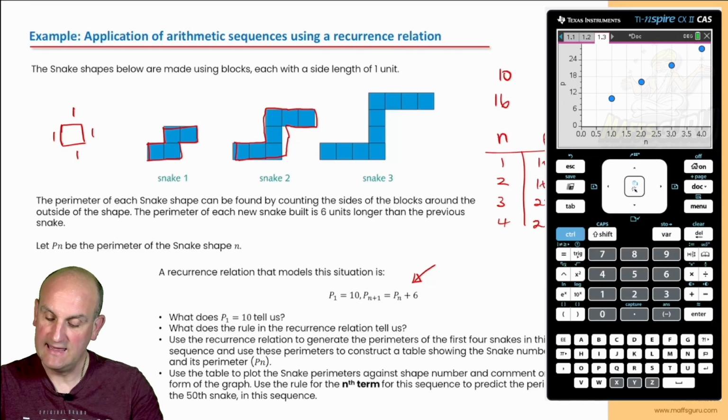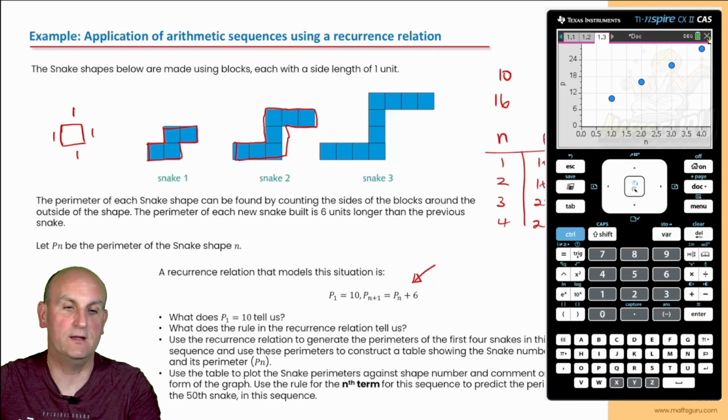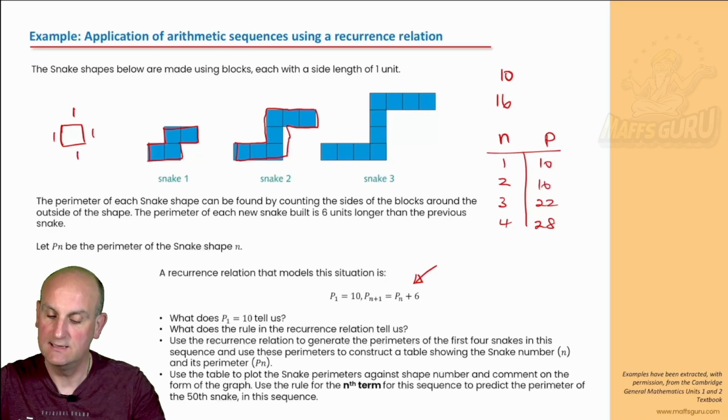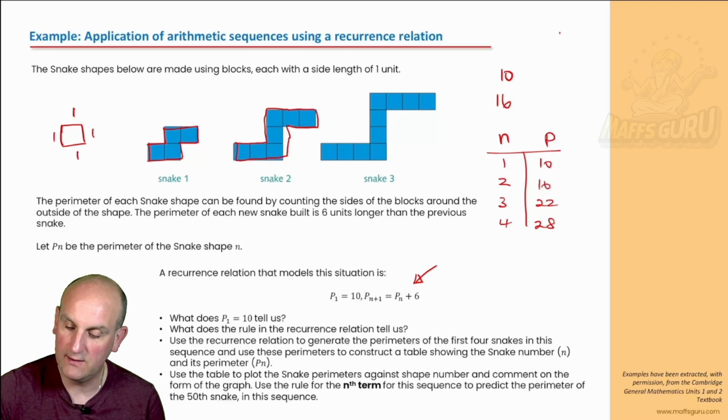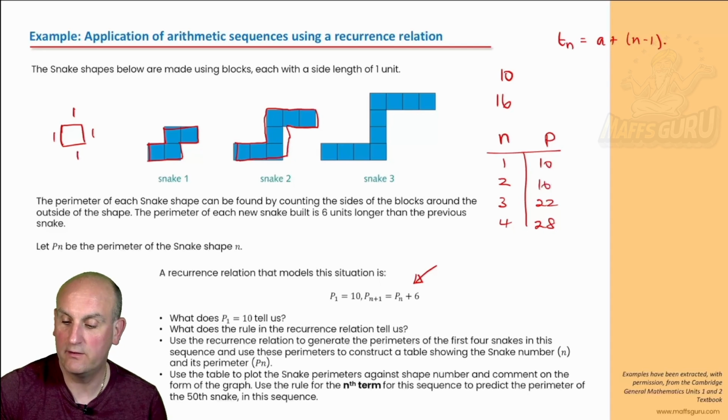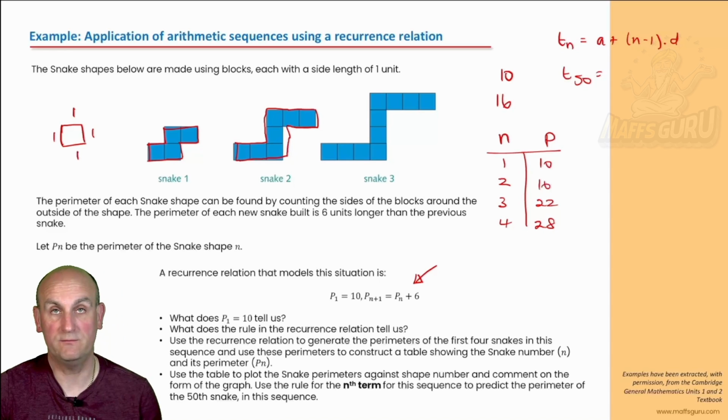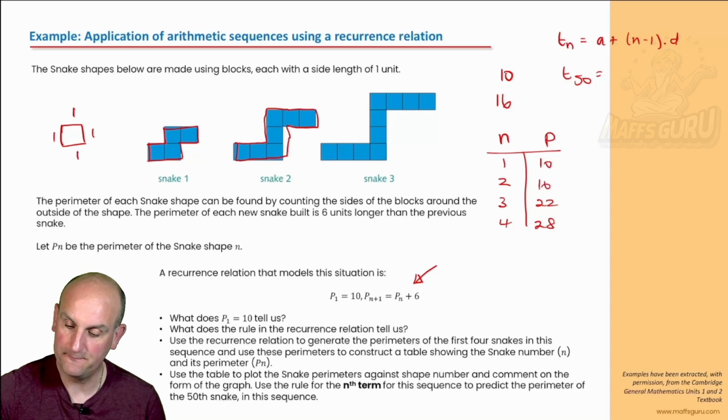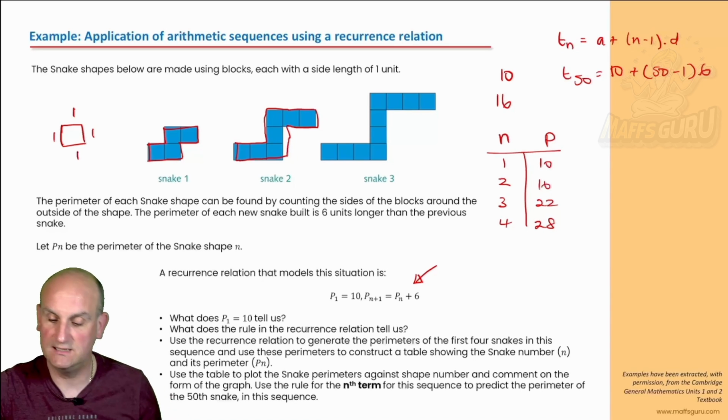Use the rule for the nth term of this sequence to predict the perimeter of the 50th snake. All right, well, I can do that. Let's turn my calculator off for a moment. So the nth term, well, again, my rule is T of n is a plus n minus 1 times d. Right, so we wanted the 50th snake, so there's 50. So a, what is my first term? It is 10 plus n, which is 50, minus 1 times my common difference, which was 6, plus 6, because we were going up 6 in each case.